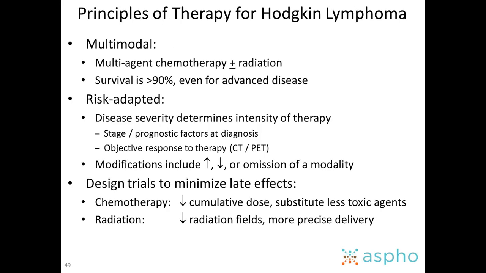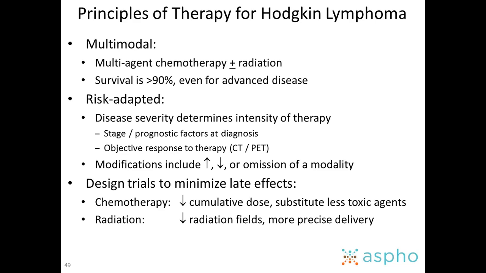In terms of principles of therapy, as we've already heard today, multimodal therapy using multi-agent chemotherapy is standard. Radiation is standard, especially for high risk, but I'll talk about some exceptions to that. Survival is high even for patients with advanced disease. And therapy is risk adapted, meaning the disease severity determines the intensity of the therapy. So the disease severity is measured by both the stage and the prognostic factors at diagnosis, as well as the response to therapy during treatment.